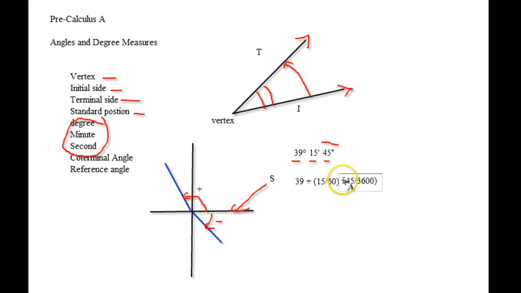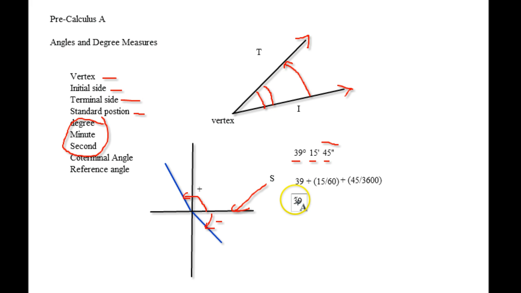3,600. And why 3,600, you ask? Because there are 60 seconds in a minute and 60 minutes in a degree. So therefore there's 3,600 seconds in a degree. Once I get those decimals, I add them all up.